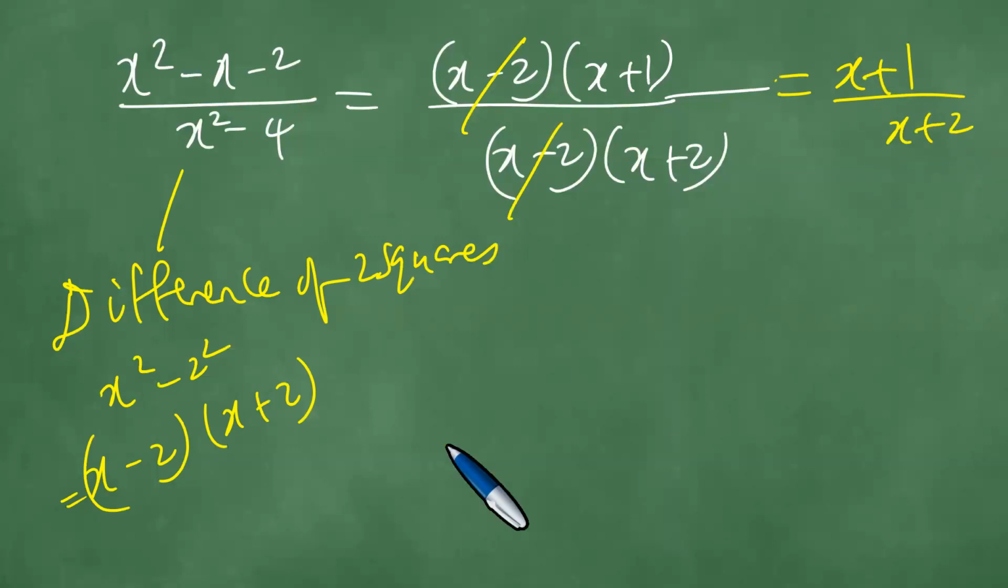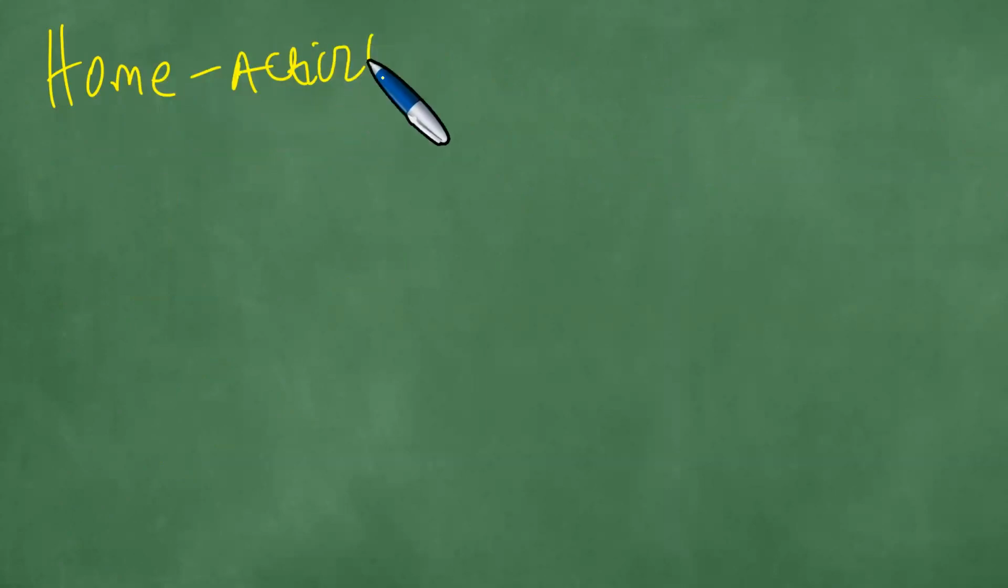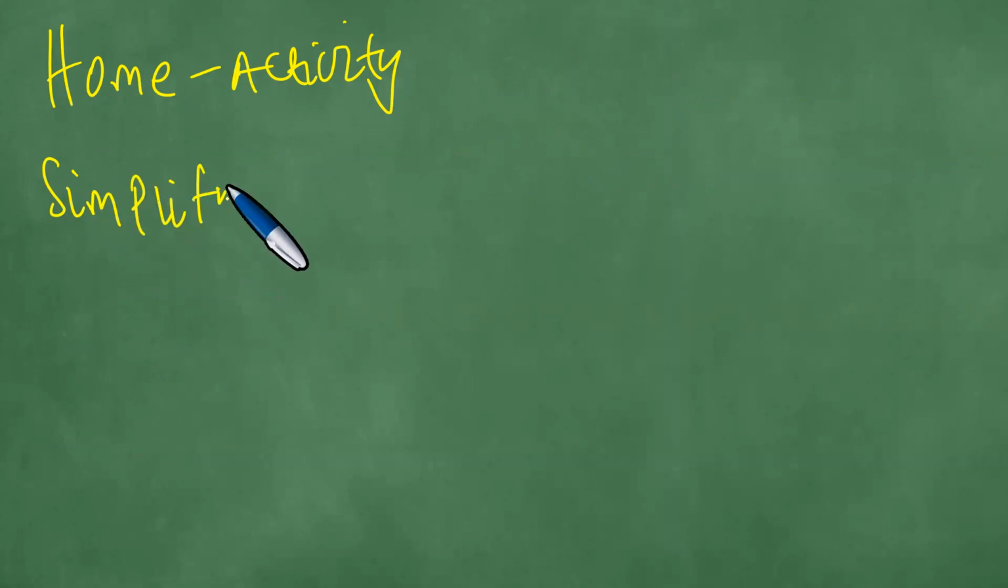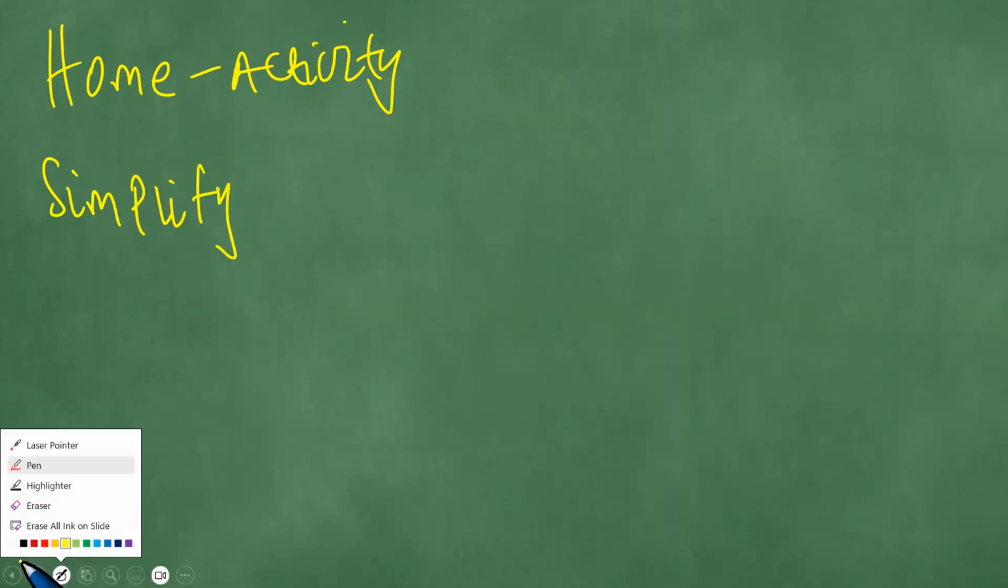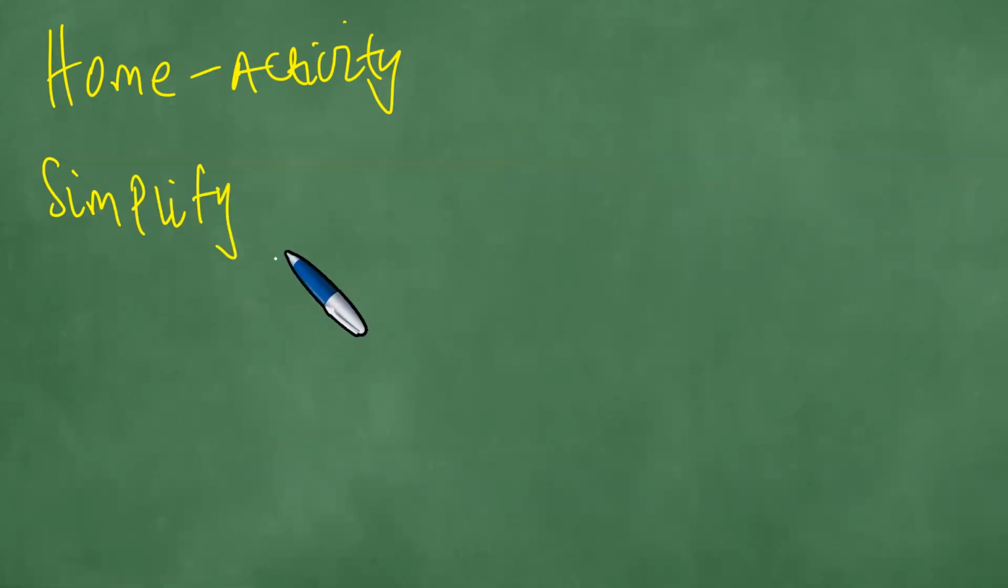Right, I'm giving you homework. Here is a home activity. The home activity is to simplify. I'm going to send the video to your mom and you're going to watch the video and you're going to have this.